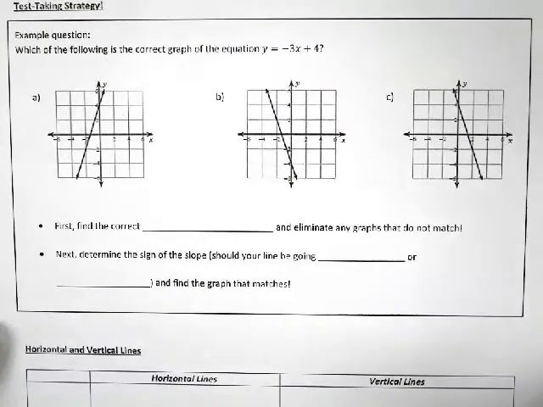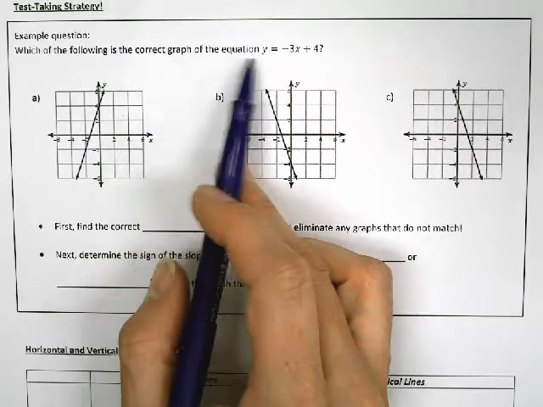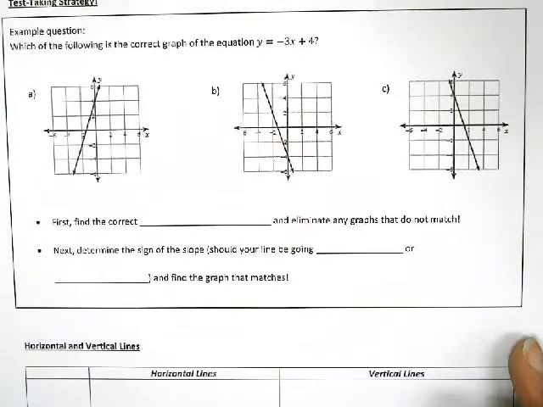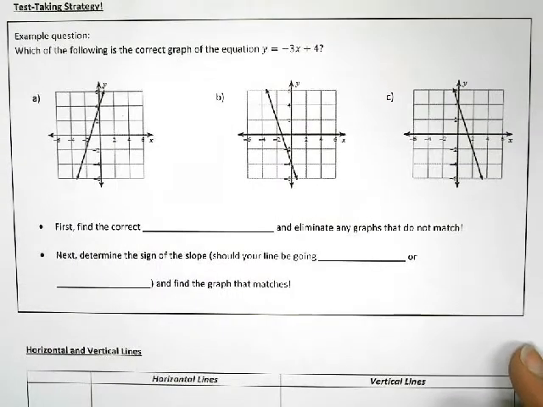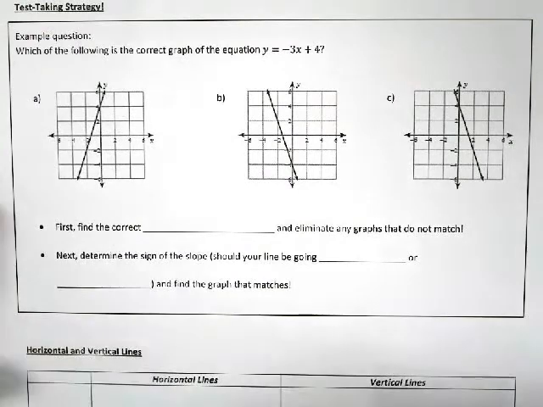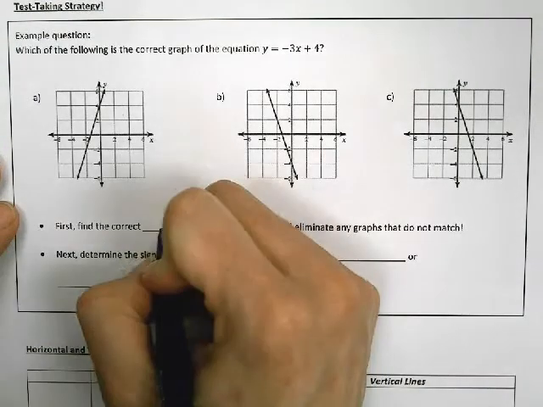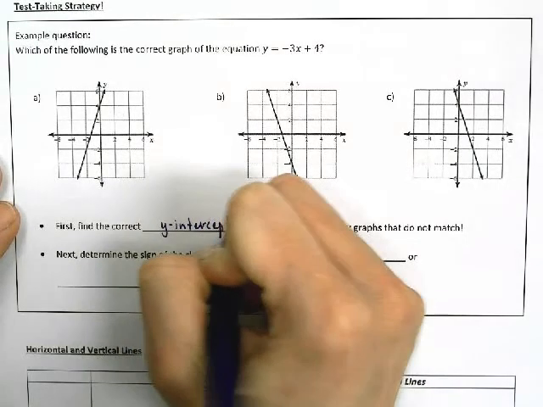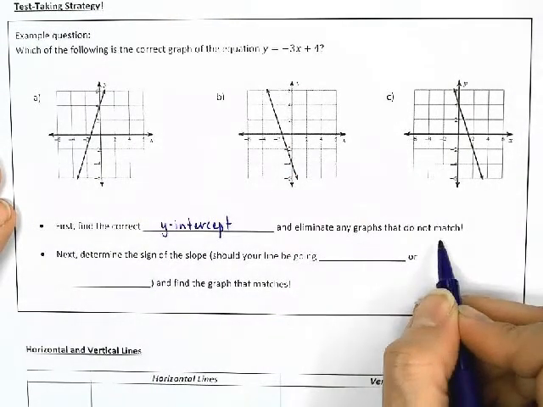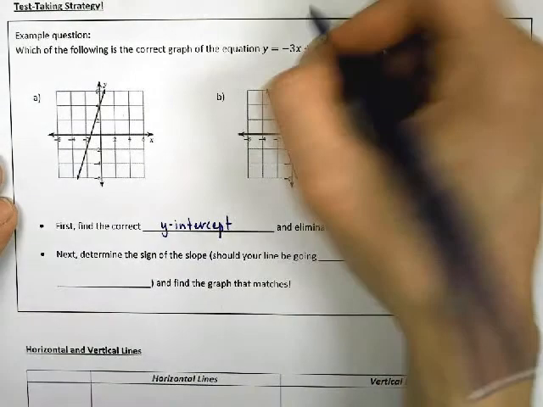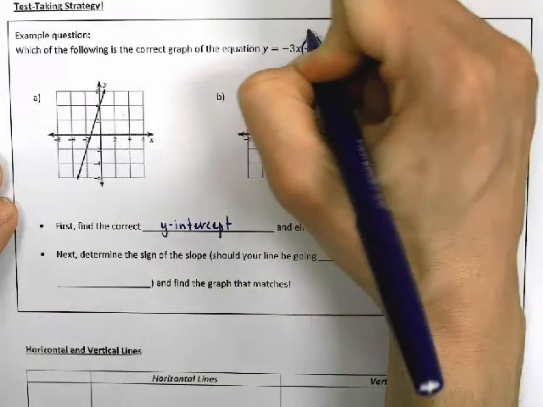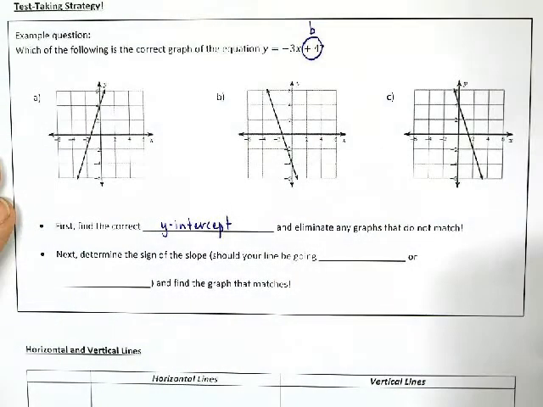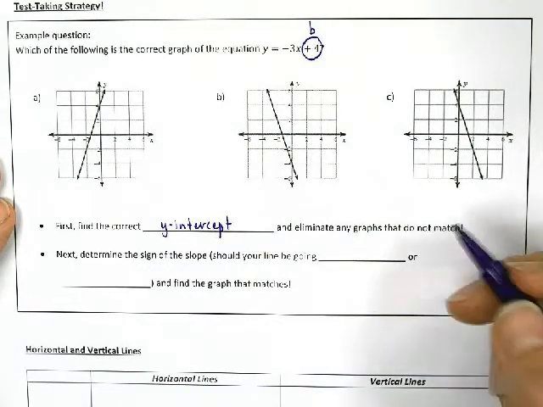So the example question could say, which of the following is the correct graph of the equation y equals negative 3x plus 4? So here's kind of my hints for how to approach this problem. If I were looking at this problem, first I would find the correct y-intercept, and I would eliminate any graphs that don't match. So for example, I know my y-intercept is positive 4. So I'm going to find out if there's any graphs that don't intersect the y-axis at positive 4.